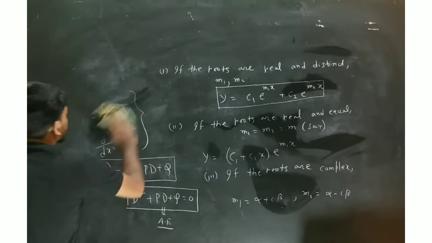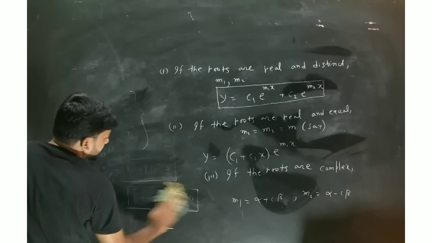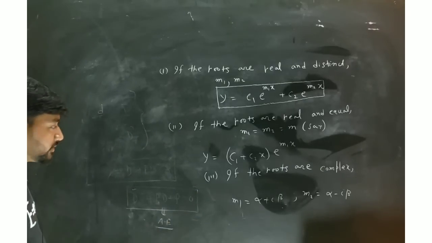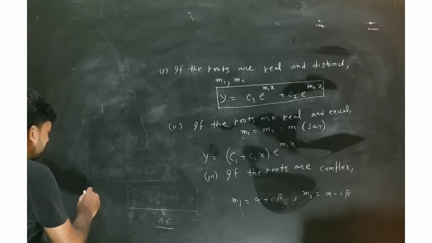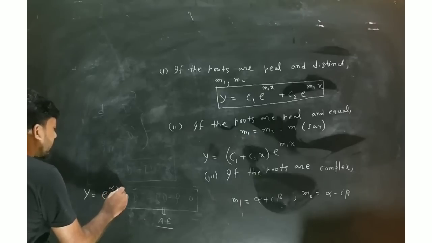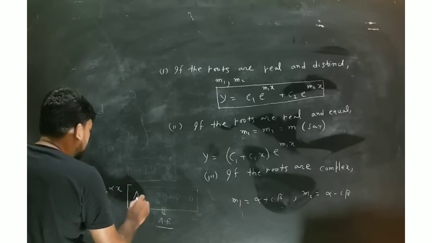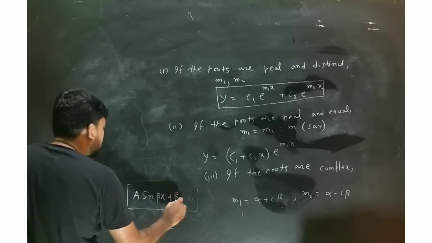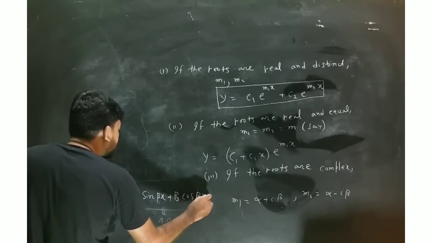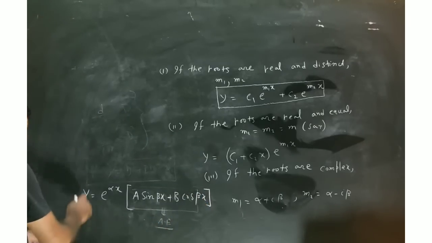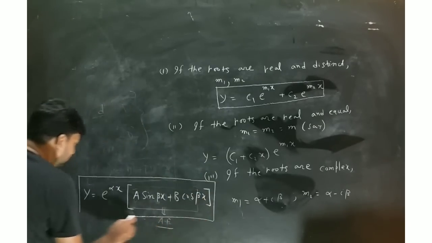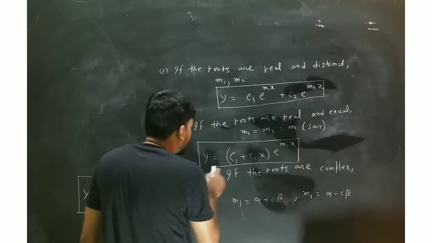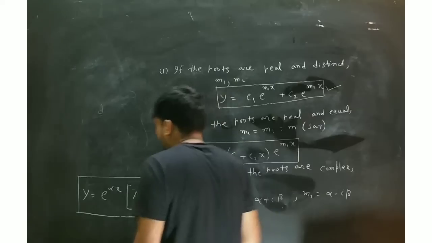In that case your solution will be y equal to e to the power alpha x into a sin beta x plus b cos beta x. So this will be your solution in that case. So you have to remember these three results. One is this, another one is this, and another one is this.